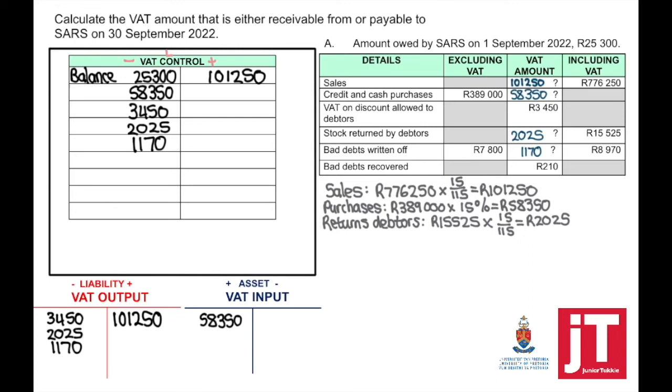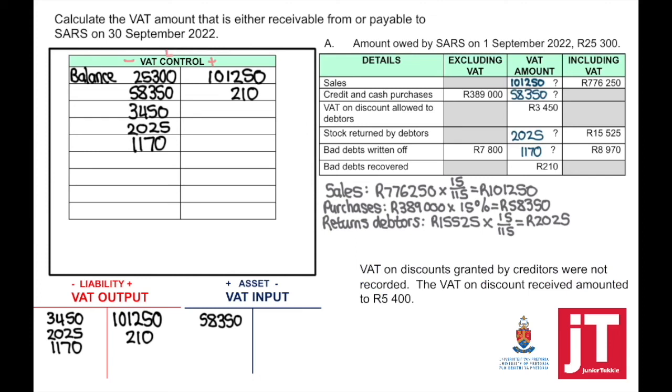Bad debts recovered means that we've collected the money which we've written off from a debtor whose account was written off as bad debts. Because we've recovered that money, it is now owed to SARS again. So that output will be credited, which means the VAT control account will be credited.